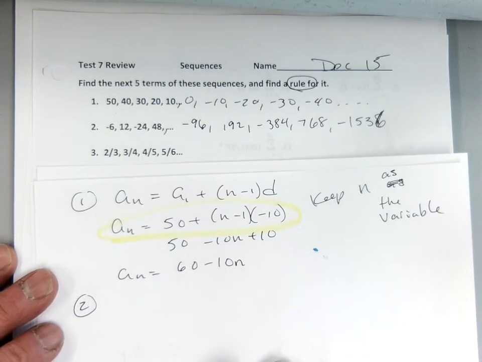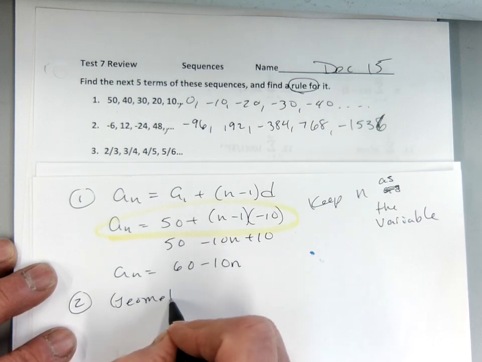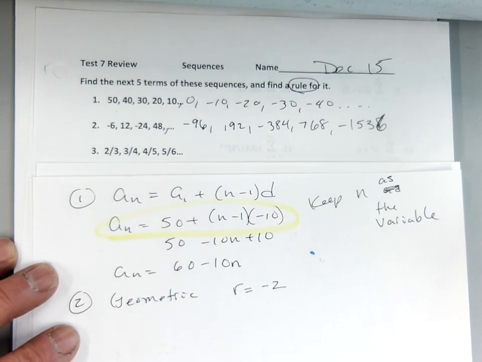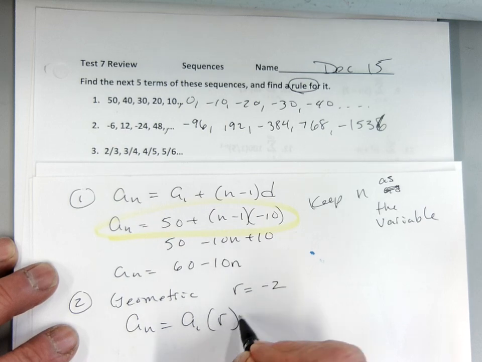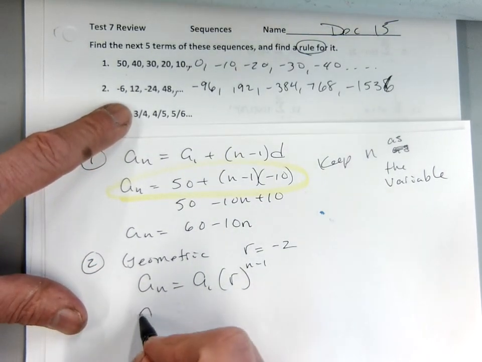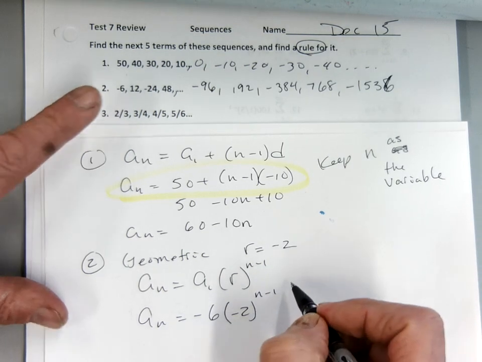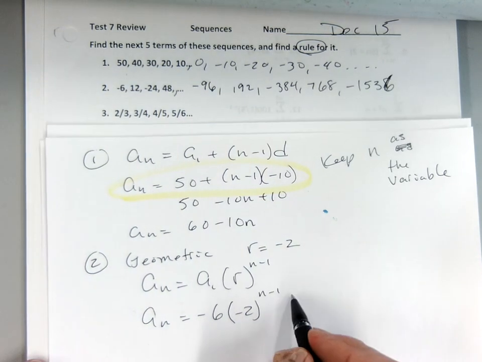Then number 2, we need the rule. I'm pretty sure it's geometric because r is negative 2. I'm multiplying by negative 2, so I look at my formulas. It's geometric, so A of n equals A1 times r to the n minus 1 power. A1 is negative 6. R is the multiplier, which is negative 2, to the n minus 1 power. Don't make that a 12. Do not multiply those. It is not a 12 to the n power. It's negative 2 to the n power. Don't multiply those numbers. Okay? Thumbs up?